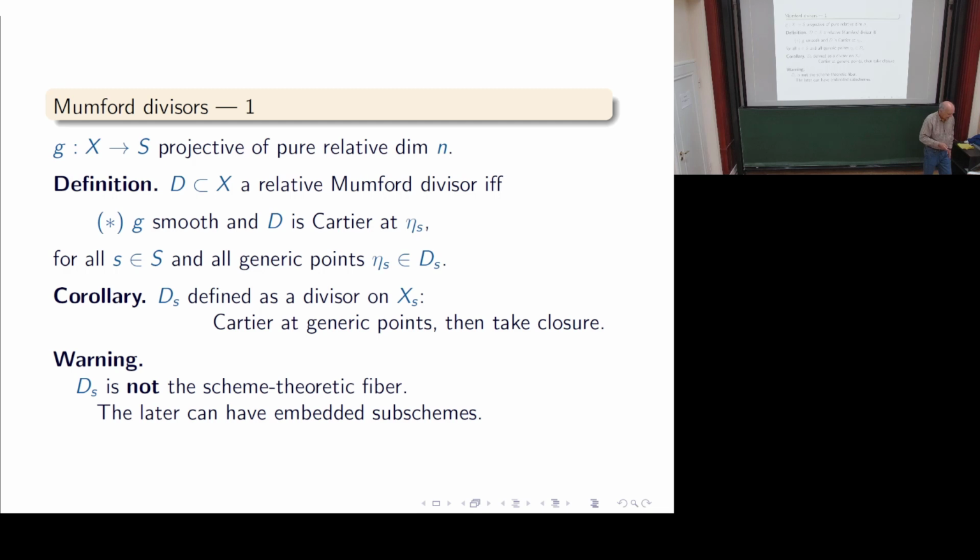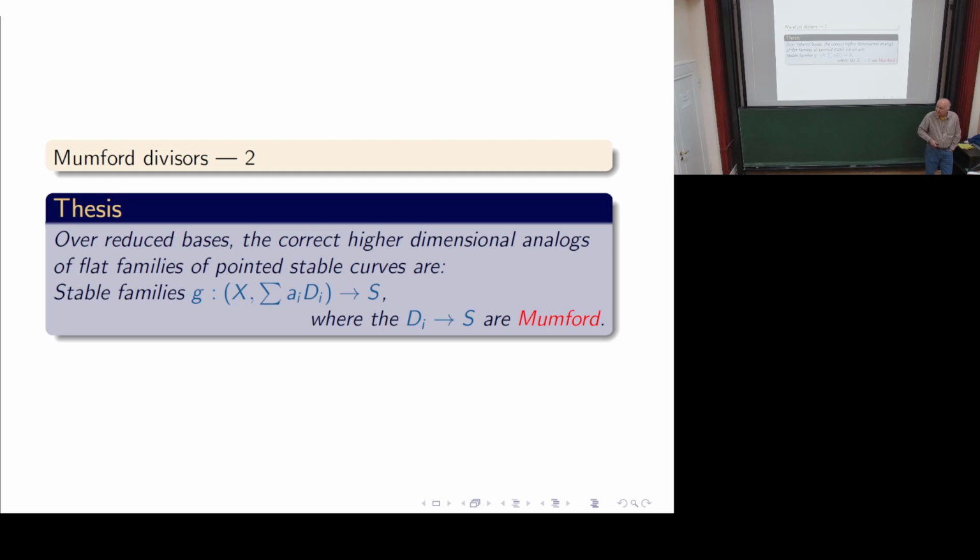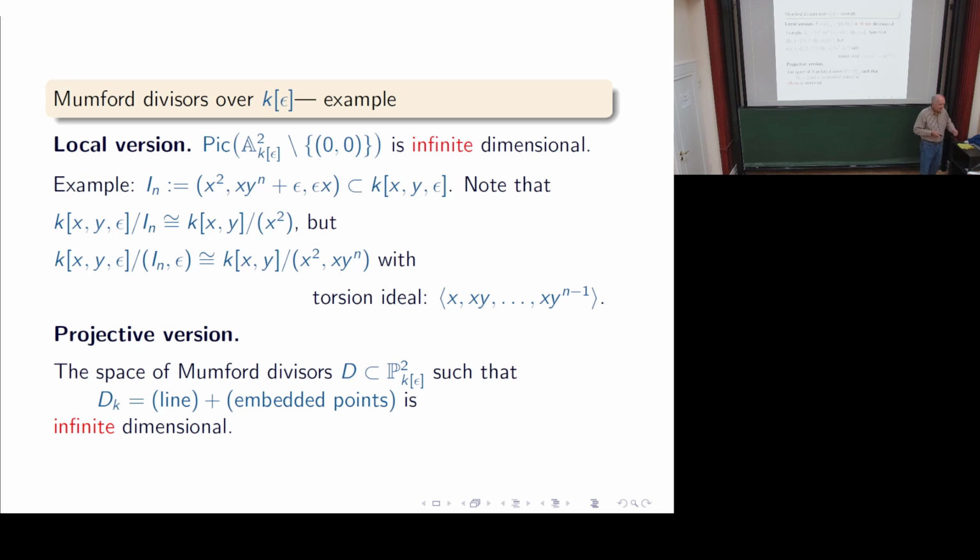Now, it turns out that over reduced bases, the notion of Mumford divisors is enough. So the right definition of families of these pairs, which is the natural generalization of flat families of pointed stable curves, is these pairs. We just have to assume that the divisors satisfy this Mumford condition. It turns out you don't need to require anything more, as long as the base is reduced. So let's see what happens over non-reduced bases, where the simplest is over k[epsilon].